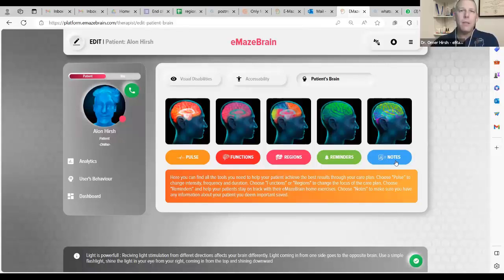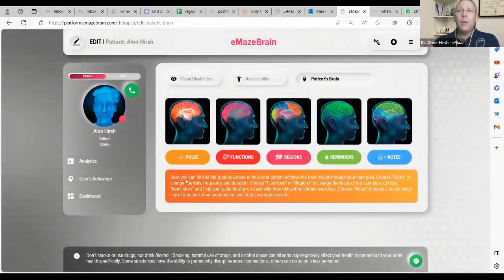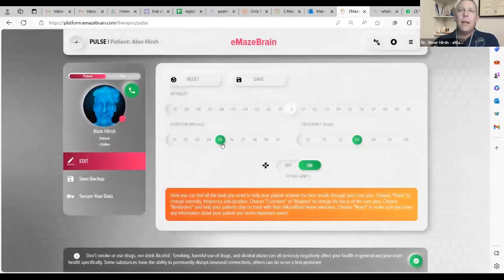They're time-stamped. It's perfectly fine. You can set reminders, but the important part is these 3 parts here. So let's start with the pulse. Right now he's set to play 5 minutes a day, 3 times a day. And his intensity level is at 0, so that's normal.